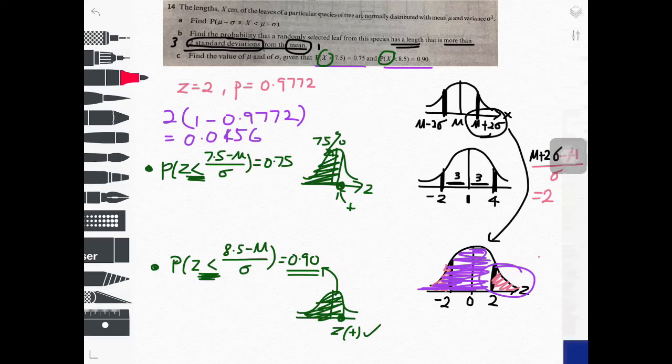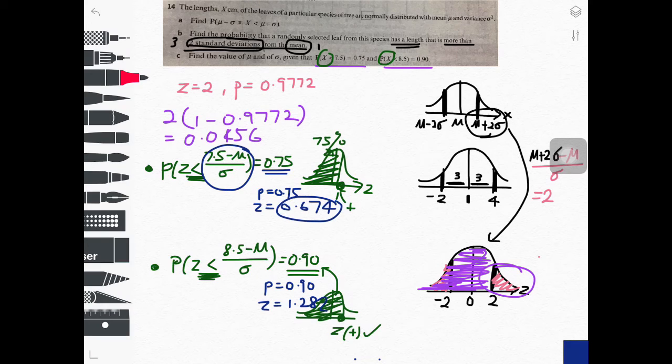So go and read from your table. For P value 0.75, what is your Z value? 0.674. It is written at the bottom here. Easy reference, go to the bottom part of your table. And then when you read for 0.9, we get a Z value of 1.282. Everything becomes easy. Take the Z, compare with the Z. Apple compare with apple. P compare with P, Z compare with Z. So 7.5 minus mu divided by sigma is equal to 0.674.